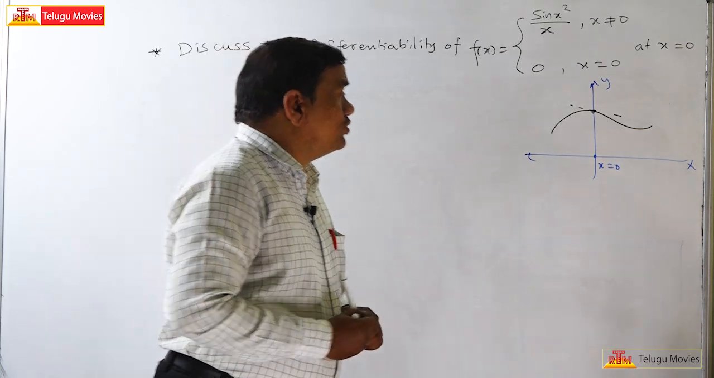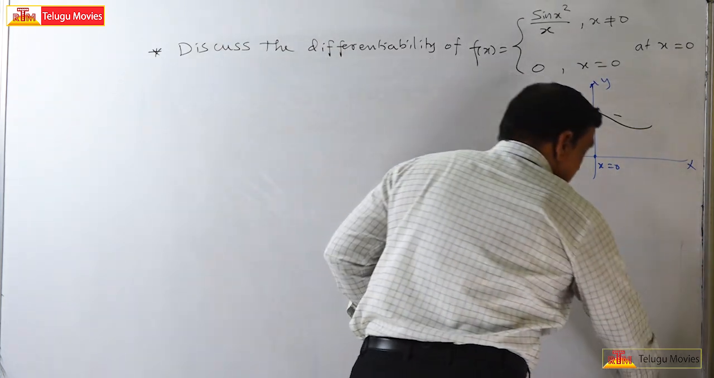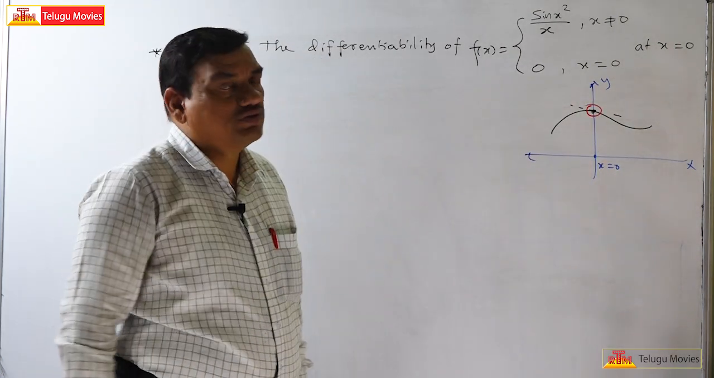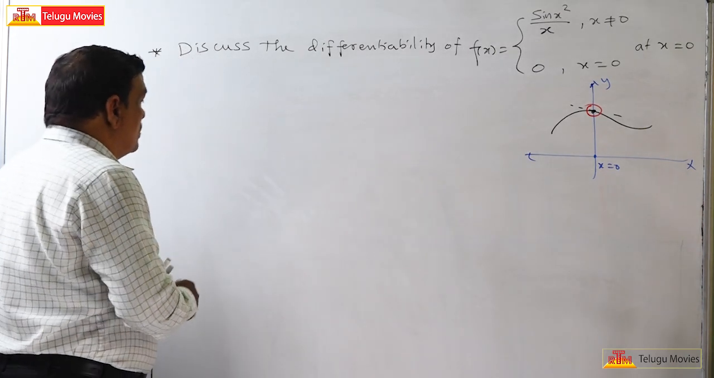So at x equal to 0, first of all we have to check the continuity of the function. First of all, it should be continuous. Let us check the continuity of the function. Solution.